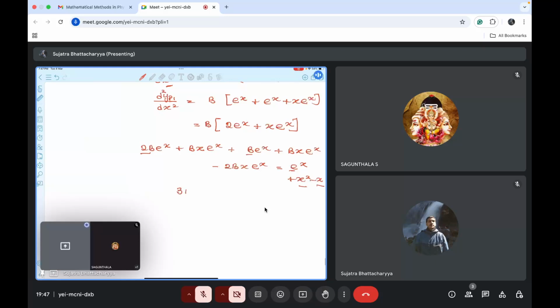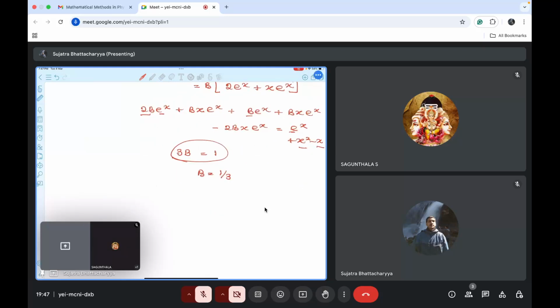So 3b is equal to 1, right? Just check the coefficients of e to the power x. So 3b is equal to 1, so b is equal to 1 by 3. Therefore, your yp1 is equal to 1/3 x e to the power x. This is your yp1. Great.